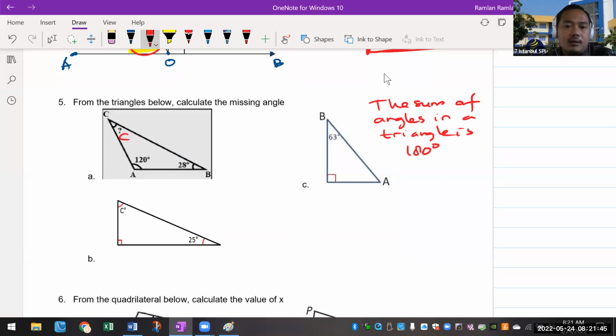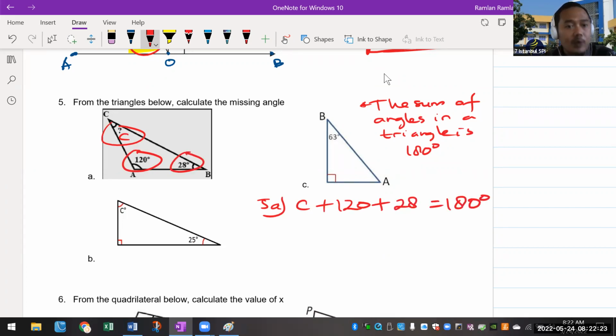Again, the concept here is this, right? This is the theory that we have. The sum of angles in a triangle is 180. So if we add this with this, that will be equal to 180 degrees. I'm just doing the same concept over and over again, right? So let's write this down as an equation. So number 5A, I'm gonna write it over here. I'm gonna start from C. So that would be C plus 120 plus 28 equals 180 degrees.